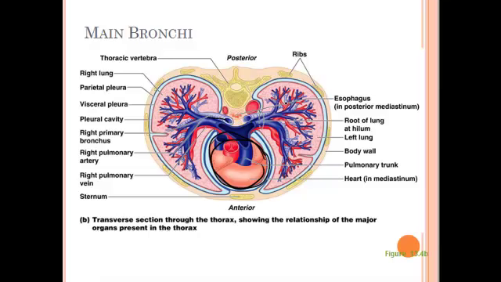Notice how the pulmonary veins and arteries follow almost the same pathway into the lungs to pick up that oxygen, get rid of that CO2, and move back into the heart where it can be pumped clear through the whole body.